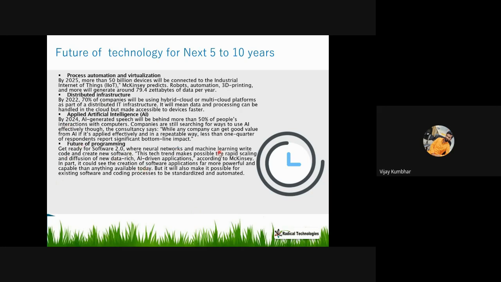Neural networks and machine learning write code and create new software. This tech trend makes possible the rapid scaling and diffusion of new data-rich AI-driven applications. According to McKinsey, in part, it could see the creation of software applications so far.